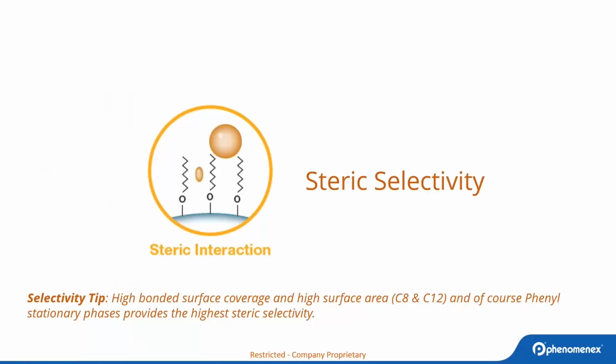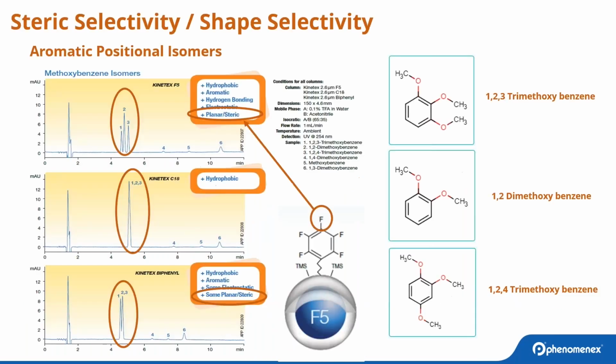Then going to steric selectivity, a selectivity tip here is that high bonded surface coverage and high surface area, both on C8 and C12 ligands, and of course phenyl stationary phases, provide the highest steric selectivity. So those are the phases that we think of when we think of needing steric selectivity.